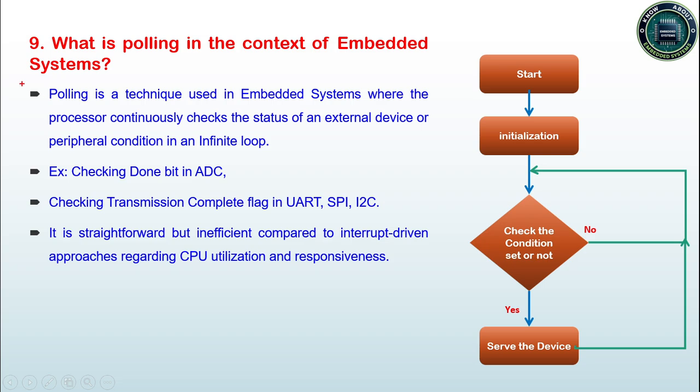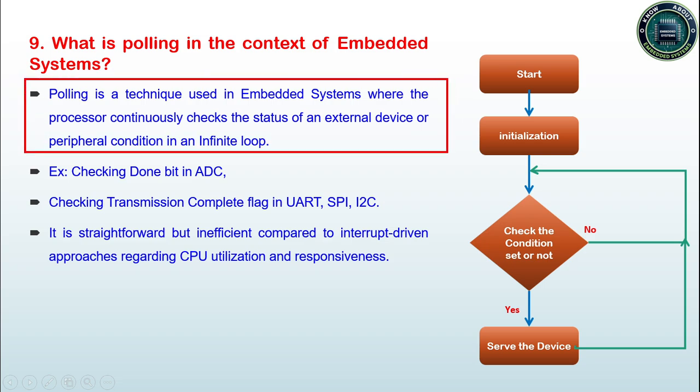So this is your definition for polling. Polling is a technique used in embedded systems where the processor continuously checks the status of an external device or any peripheral condition in an infinite loop. So you can see here, let us assume this is my processor, and this processor is continuously monitoring in an infinite loop.